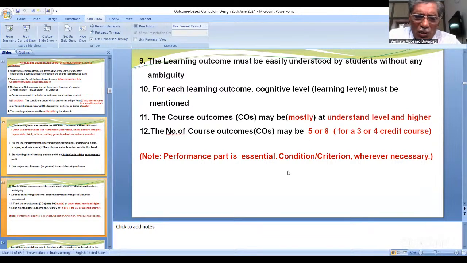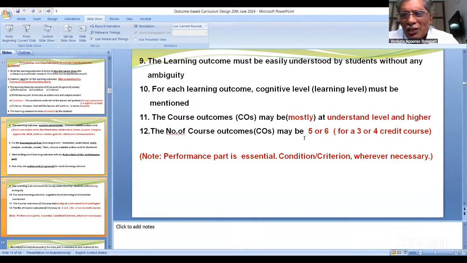The number of course outcomes, twelfth guideline, is 5 or 6 for a 3 or 4 credit course. You may have 2 credit courses also. Then how many should be the course outcomes? 3 or 4, enough for a 2 credit course. For a 3 or 4 credit course, 5 to 6.